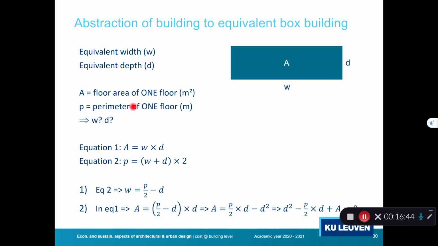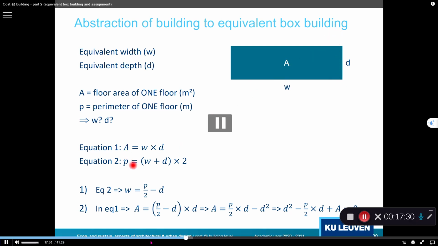We know the perimeter of one floor, because you also need to measure that. Once you know these two, what we now want to calculate is a rectangle with a certain width and depth, what we call equivalent width and depth, so that the area of this rectangle is the same as the floor area of one floor in your building. So the floor area of a rectangular building is calculated by multiplying the width by the depth. And the perimeter of my rectangle should be the same as the perimeter of my real building. Well, the perimeter here equals 2 times the width plus 2 times the depth.